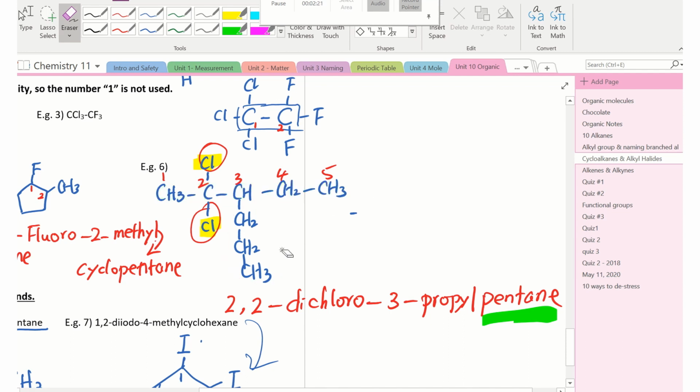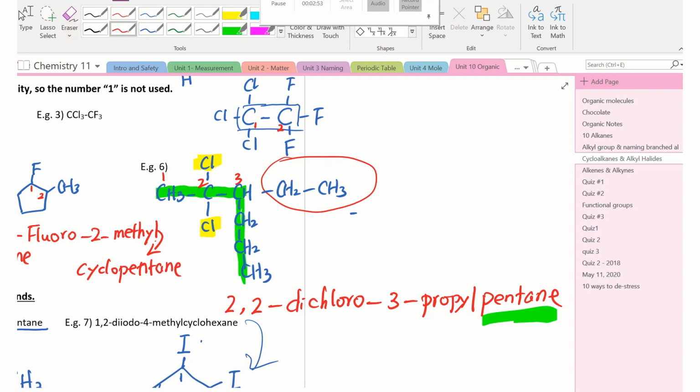So I'm going to erase everything I can here. Instead of going straight, we could actually go from here, 1, 2, 3, and then turn down, 4, 5, 6. Okay, so this is actually our longest parent chain. And with that, the side chain would become right here, this ethyl group. So 1, 2, 3, and then 4, 5, 6, like so.